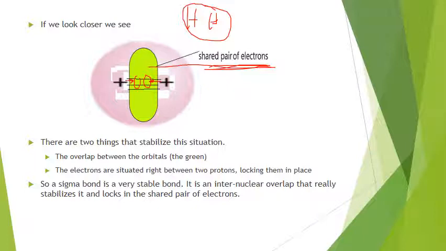And this is a sigma bond. A sigma bond is where the overlap is between the protons, so it's internuclear overlap. So a sigma bond is internuclear overlap between the shared pair of electrons. And that's very stable. And it's really stable because of this connection, the electrons being stuck between the two protons.